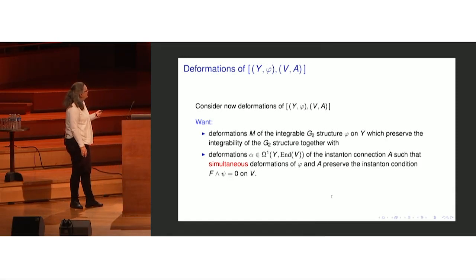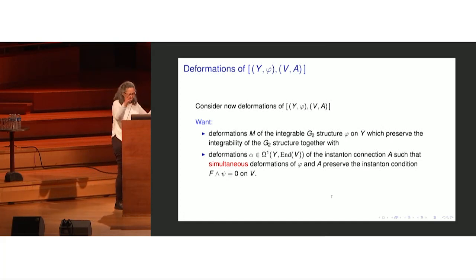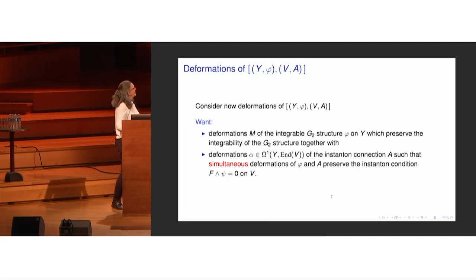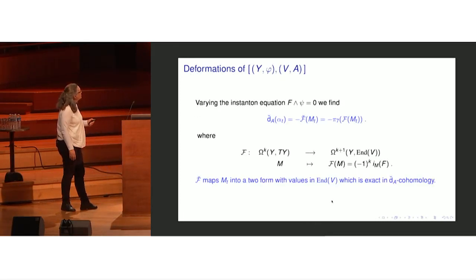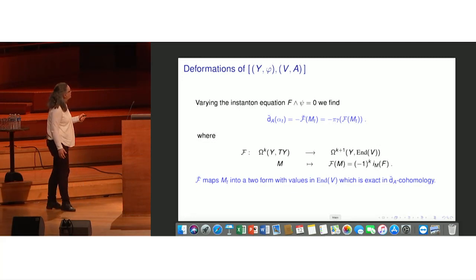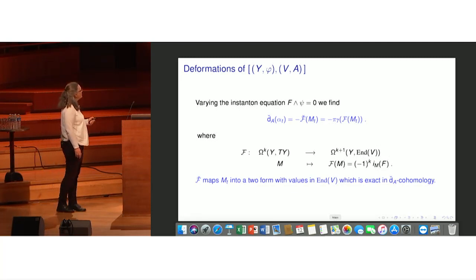So now let's add the vector bundle. We want to take the deformations of the total space of the bundle over the manifold, preserving the structures that we want. And so varying the instanton equation, again, it's a computation. One finds this equation here, where alpha is a 1-form with values in the endomorphisms of V, and the check does the usual projections.